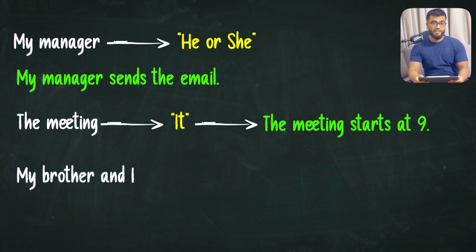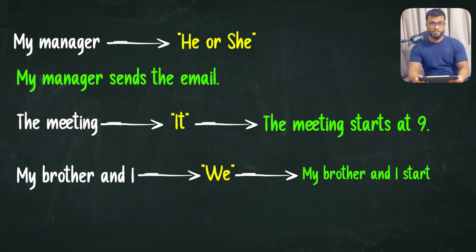My brother and I. How many people? 2. Okay. Change it to we. We because of I. We is not he, she, or it. So no S. My brother and I start at 9. That is the test. One question every time, in real time. Can I change it to he, she, or it? If yes, add S. That's it.